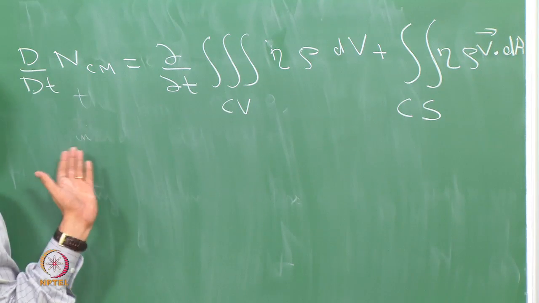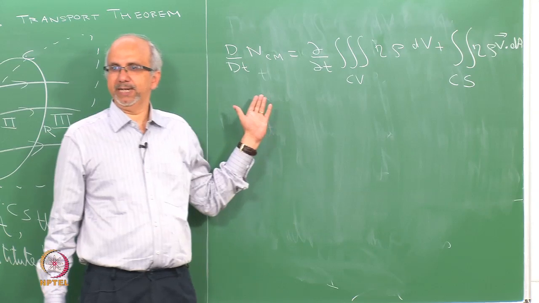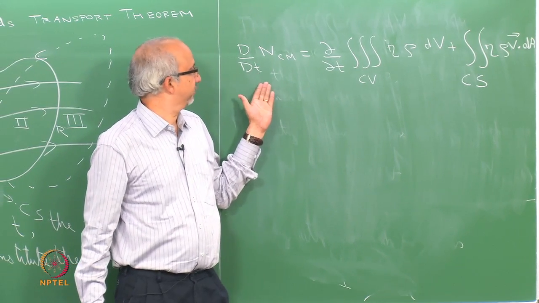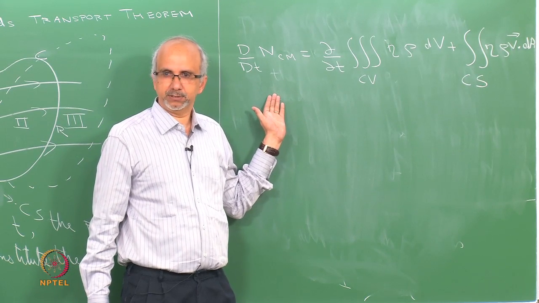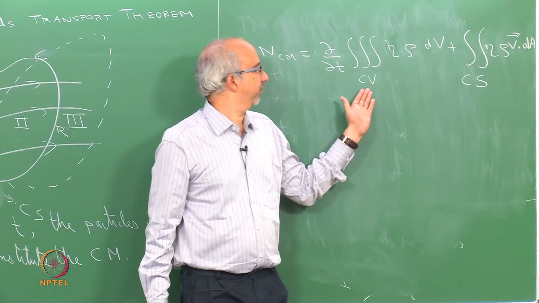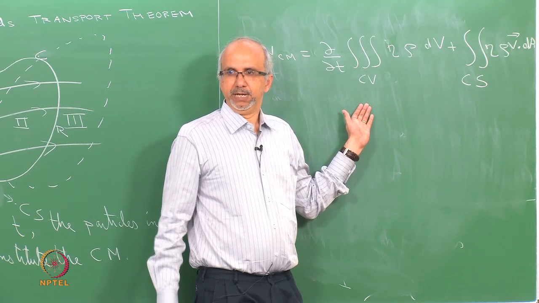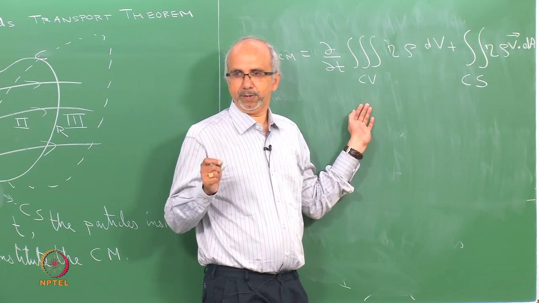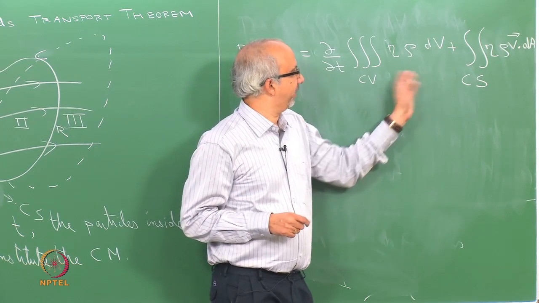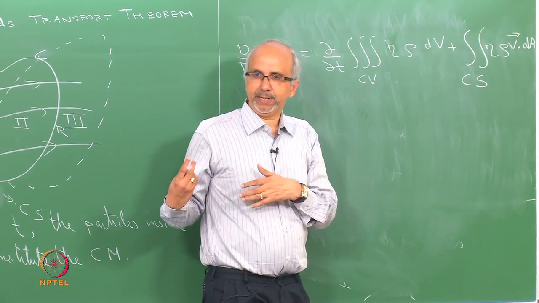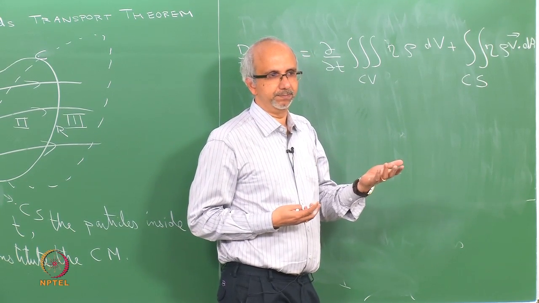So this is the Reynolds transport theorem, and what it does is it associates the rate of change of a property of a control mass to the rate of change of the same property occupying the control volume, where the control volume is taken to be that which has been occupied by the control mass at a particular instant of time. And the relationship is given by the fact that you need to account for the fact that property can enter or leave the control surface.